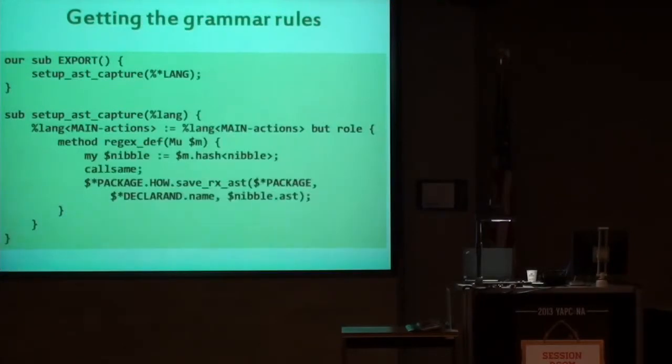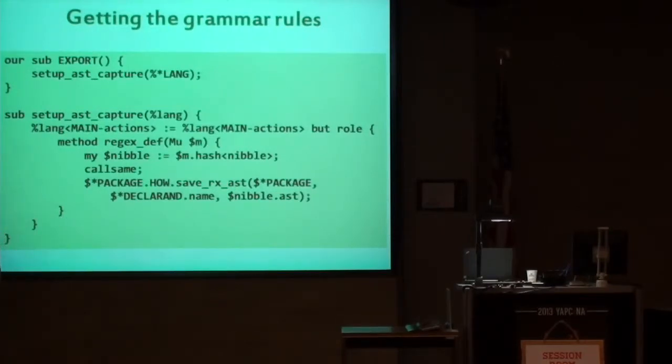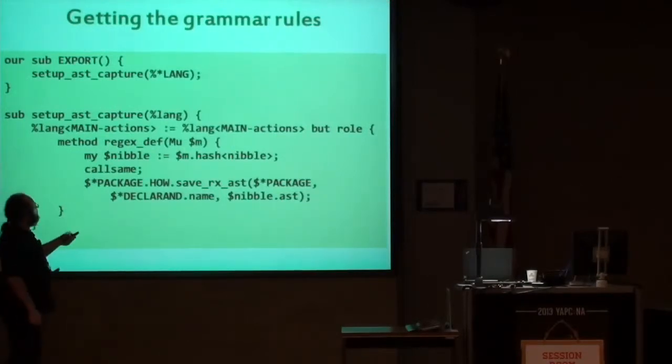So then what we do is we just take an override of regexdef. We go and look at the Perl 6 grammar and realize that the correct thing to steal is this thing called nibble. Om nom nom nom nom regex. We do call same to do whatever we would have done before. And then what I've done is I've also just written the extra little meta object, which gives me a place to save these pieces of AST.